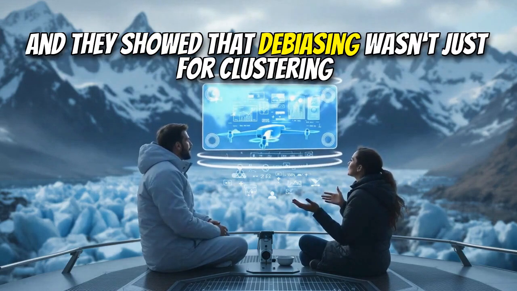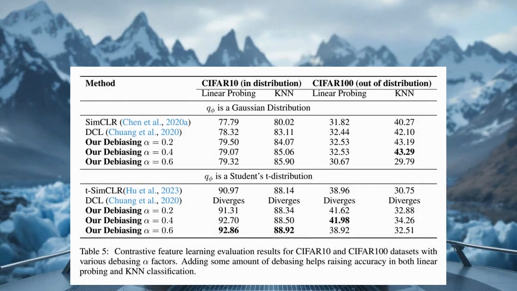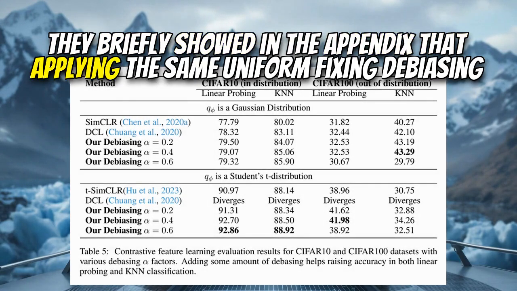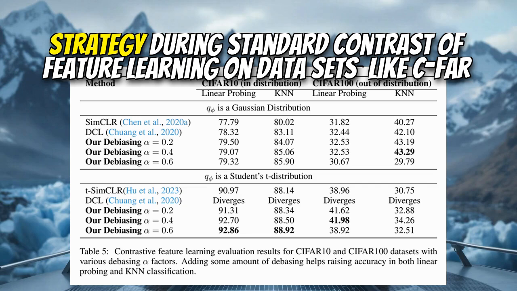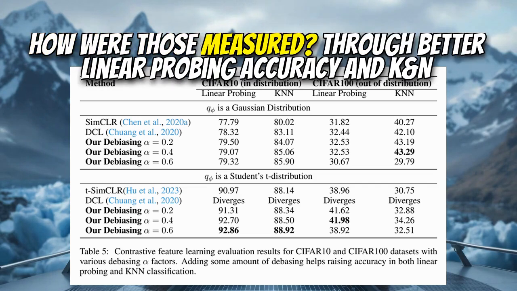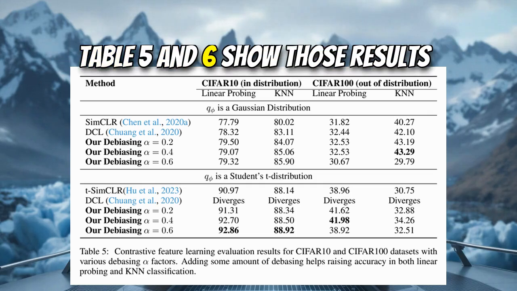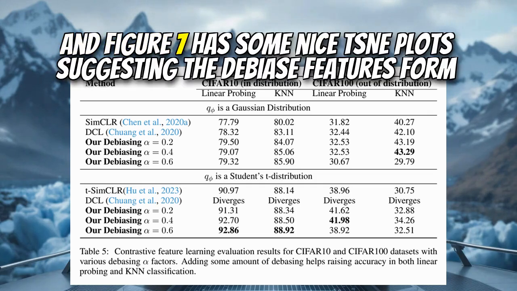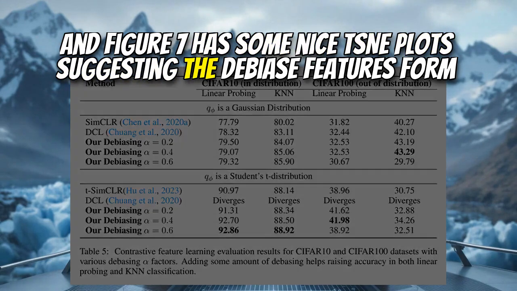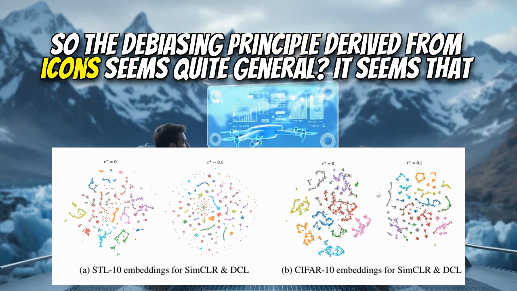And they showed that debiasing wasn't just for clustering. Appendix A looked at feature learning too. Exactly. They briefly showed in the appendix that applying the same uniform mixing debiasing strategy during standard contrastive feature learning on datasets like CIFAR and STL also led to improvements. How were those measured? Through better linear probing accuracy and KNN classification accuracy on the learned features. Tables 5 and 6 show those results. And Figure 7 has some nice TSNE plots suggesting the debiased features form cleaner clusters. So the debiasing principle derived from ICON seems quite general.